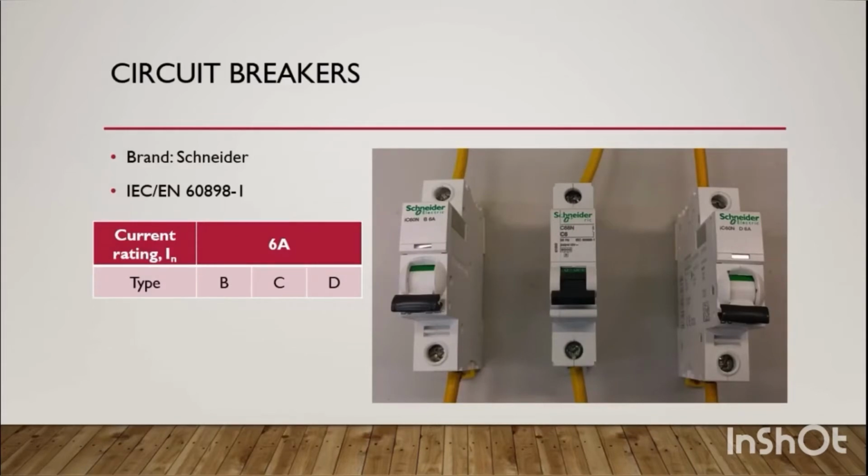So in this experiment, we are testing the time current characteristics of these 3 MCBs. The brand is Schneider. So we have the MCB type B 6A, type C 6A, and type D 6A. These circuit breakers have different types B, C, D, but they have the same current rating of 6A.